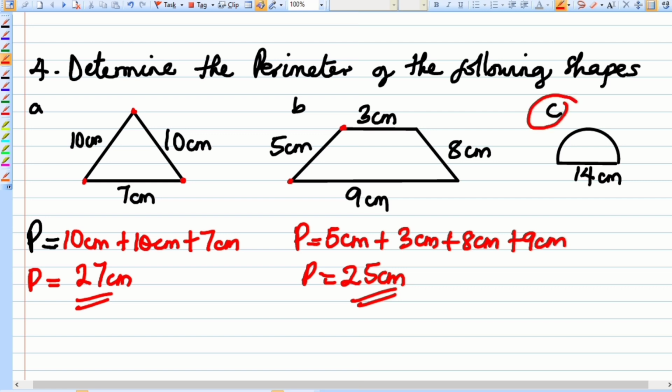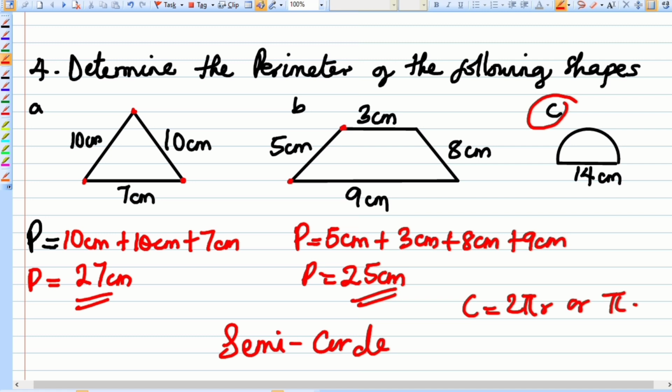Now, the C part, you're going to ask yourself, which shape is this? You discover that this is half a circle. So this shape is called a semicircle. So that's what it's called. This is a semicircle. So what do you think will be the formula? Recall that the circumference of a circle is what? 2 pi r, alright, or pi d. So a semicircle, which is half of a circle, so the circumference of a semicircle, so I will say C subscript S, will be what? Half the circumference of a circle.